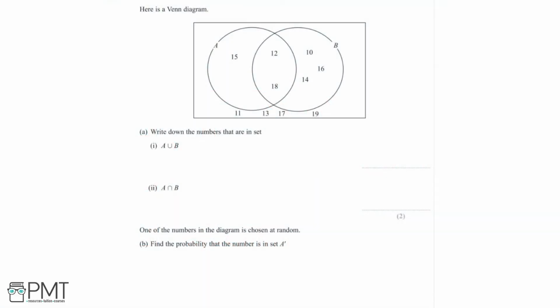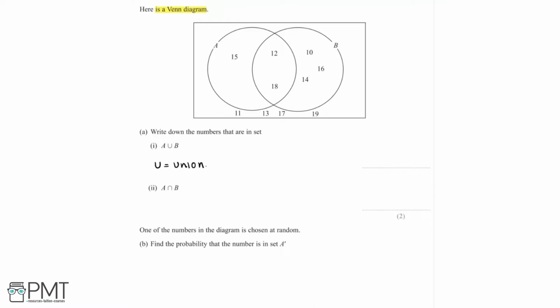In this question, we're given a Venn diagram, and in part A, we need to write down the numbers that are in the following sets. So in part AI, we have A, and then this U symbol means union. So we have A union B, and so union is any item that is in either set A or in set B. So A union B is kind of like saying A or B, so we need to find the numbers that are in set A or in set B.